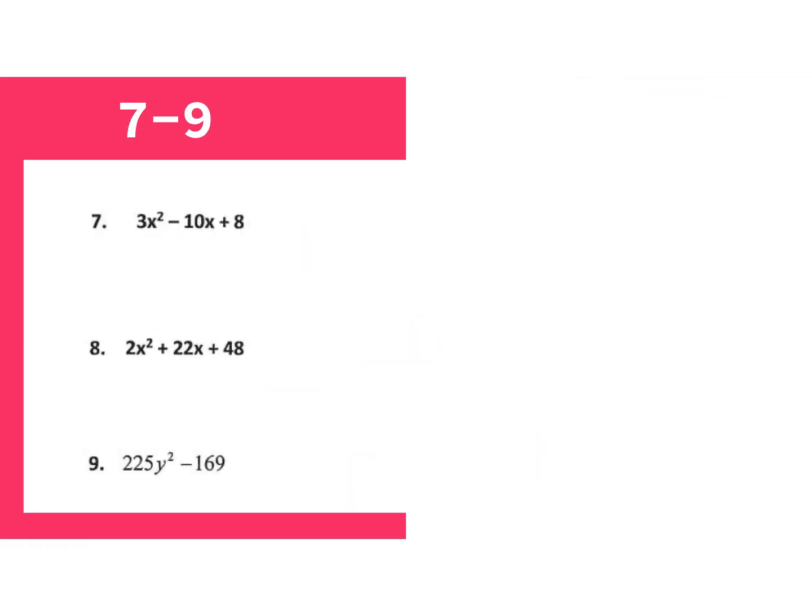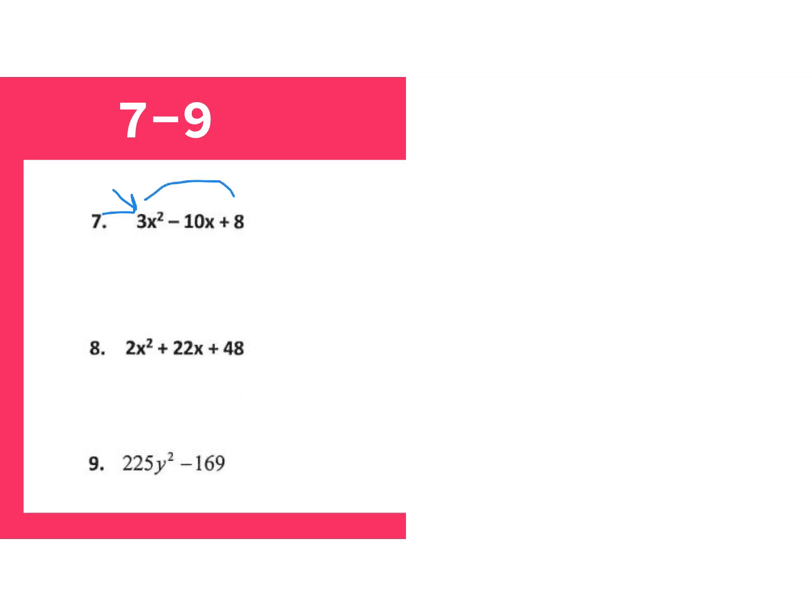All right, number 7 asks us to factor. First rule is to always look for a GCF. 3, 10, and 8 do not have anything that can evenly divide into each of those. Notice how this one's a little different because it has a leading coefficient right here. Remember that 3 in the front. So remember, we're going to slide and divide anytime that we have a number in front of the x squared.